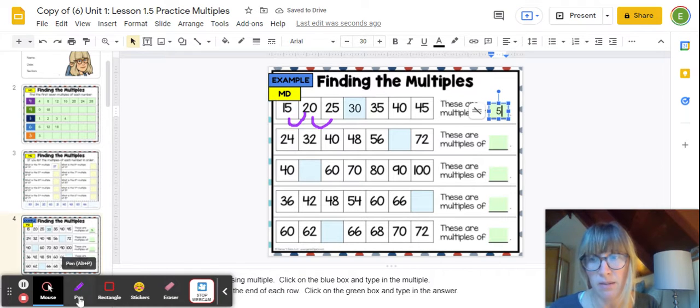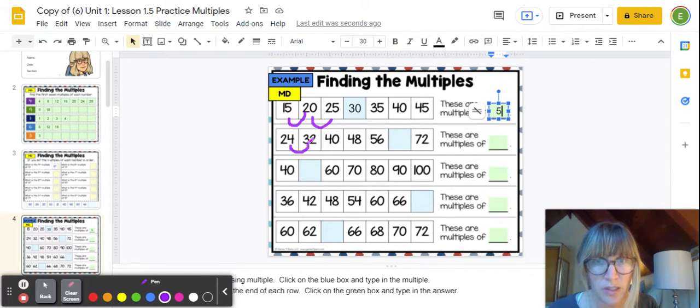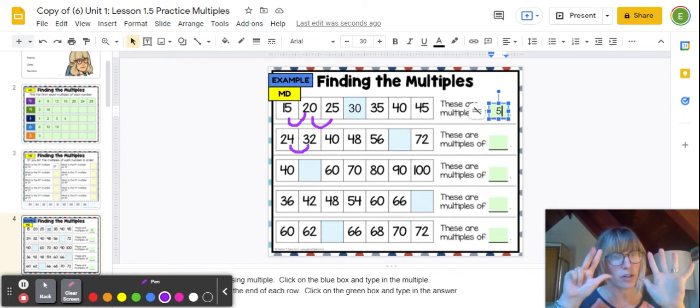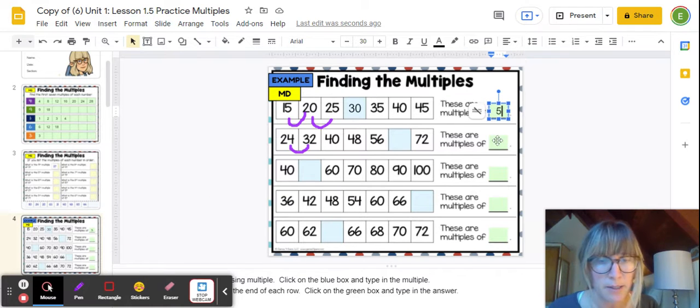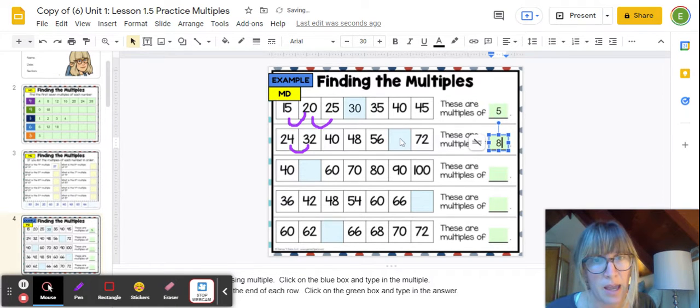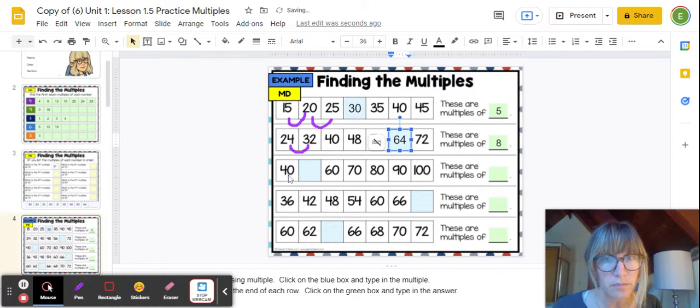Same thing here, right? We want to find the mystery. So 24 plus what gets us 32? 24, 25, 26, 27, 29, 31, 32. It's 8, right? So we know these are all multiples of 8. And we want to find that mystery here, which is 64.